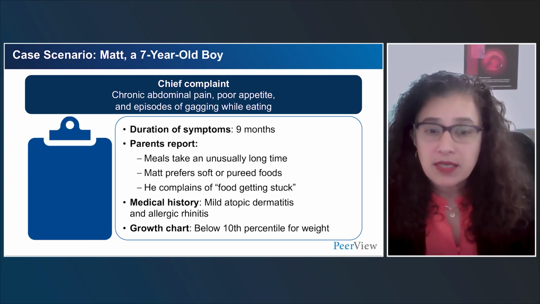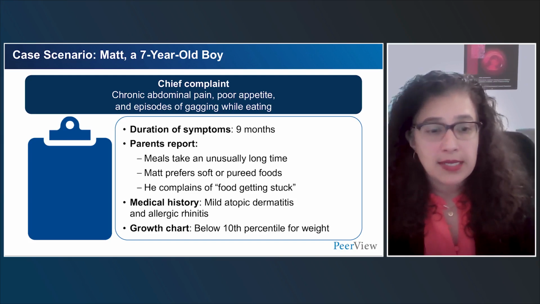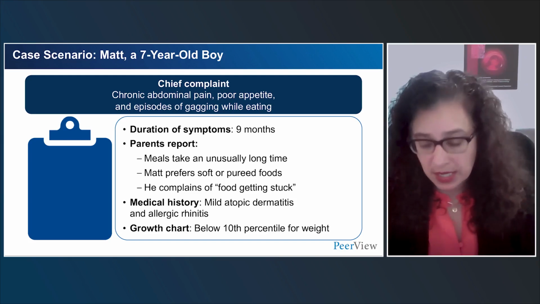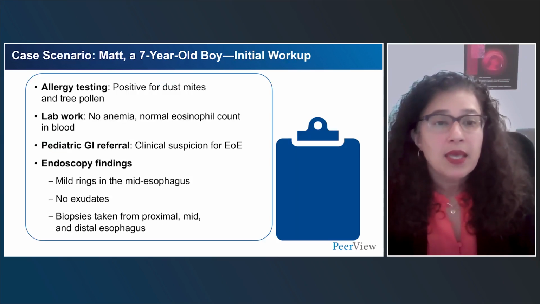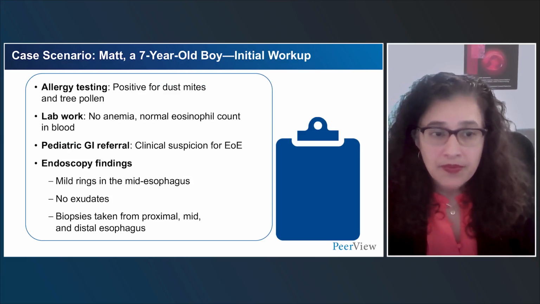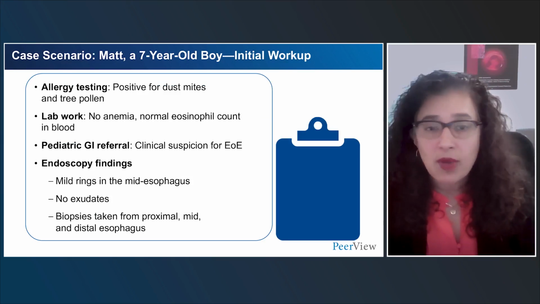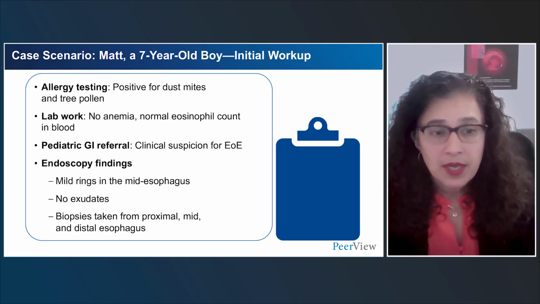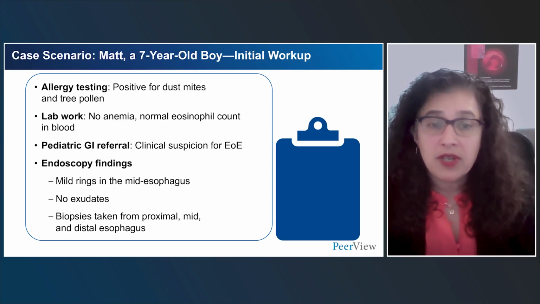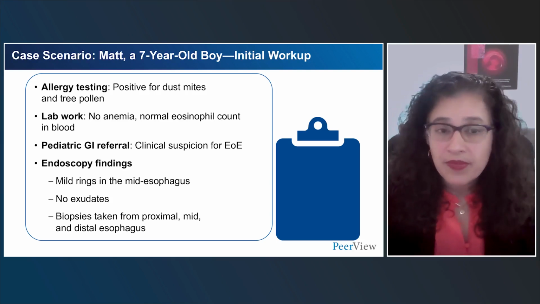He has mild atopic dermatitis and allergic rhinitis, and his growth chart shows that he's below the 10th percentile for weight. His allergy testing is positive for dust mites and tree pollen. His lab work does not show any evidence of anemia and a normal eosinophil count in the blood. He is referred to the pediatric GI with a clinical suspicion for EoE.